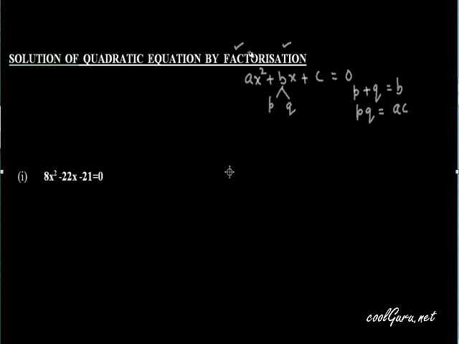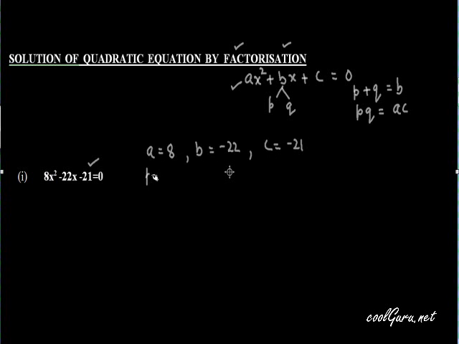Now I'll explain this method with the help of this example: 8x square minus 22x minus 21 is equal to 0. So we have to solve this equation, or we can say we have to find the roots of this quadratic equation. We will use the factorization method. Now comparing this equation with the general form of a quadratic, we get a is equal to 8, b is equal to minus 22, and c is equal to minus 21.